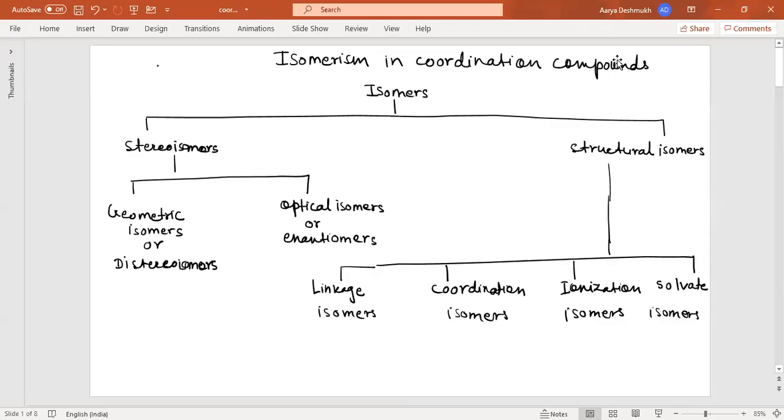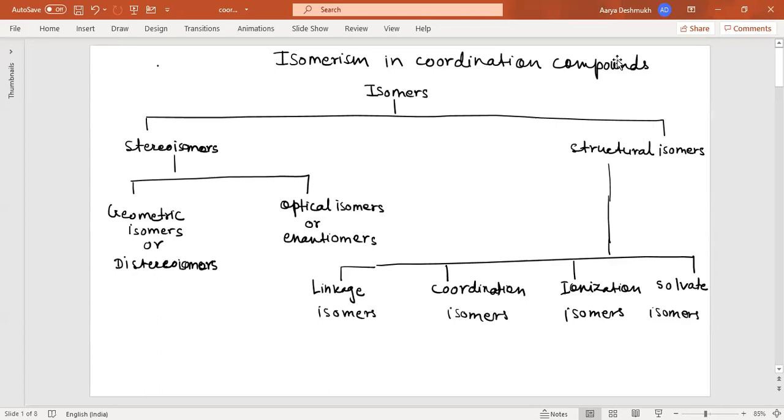Hello everyone. Now let us start with isomerism in coordination compounds. Today we'll discuss how to find out the number of stereoisomers, like geometric isomers or optical isomers, in coordination compounds. And later we'll talk about the structural isomers.